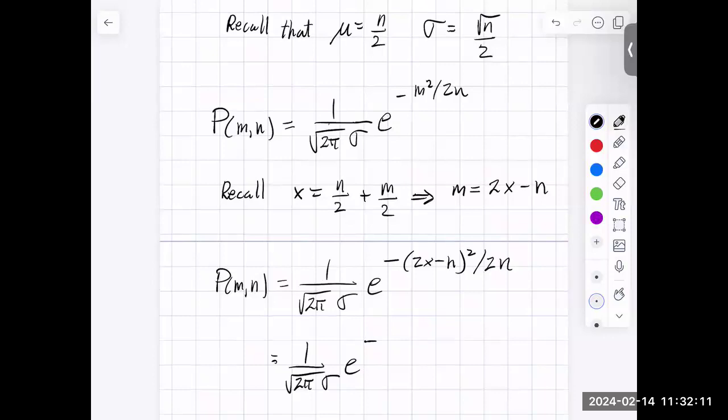I'm going to pull this 2 out of the square. So when I pull it out, it'll become a 4. So it's going to be minus 4. And then it's x minus n over 2. It's still everything divided by 2n. Okay. Why would I do that? It's because now we have this n over 2 here, and that's the same as the mean. So this thing here is mu.